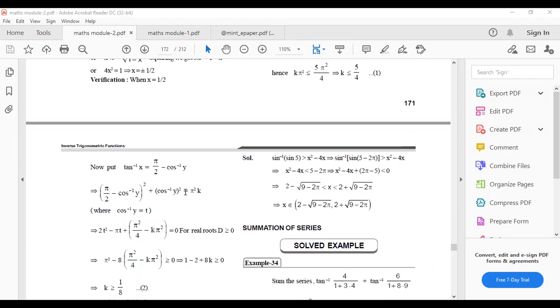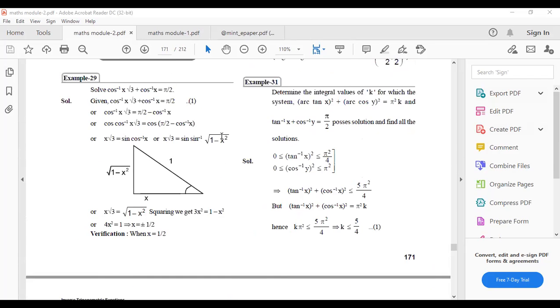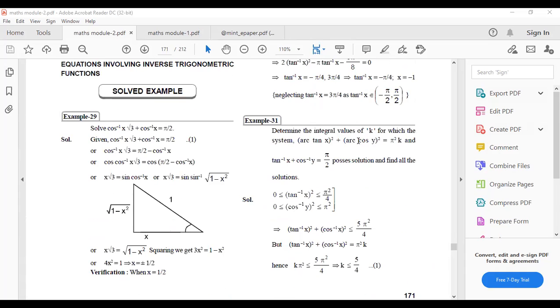Coming to the second condition. In the second condition, what has happened here? We have tried to solve the quadratic equation. How did we solve the quadratic equation? The same question which we did in example number 30. The addition of their squares is pi square k. So tan inverse x is replaced by pi by 2 minus cos inverse y.